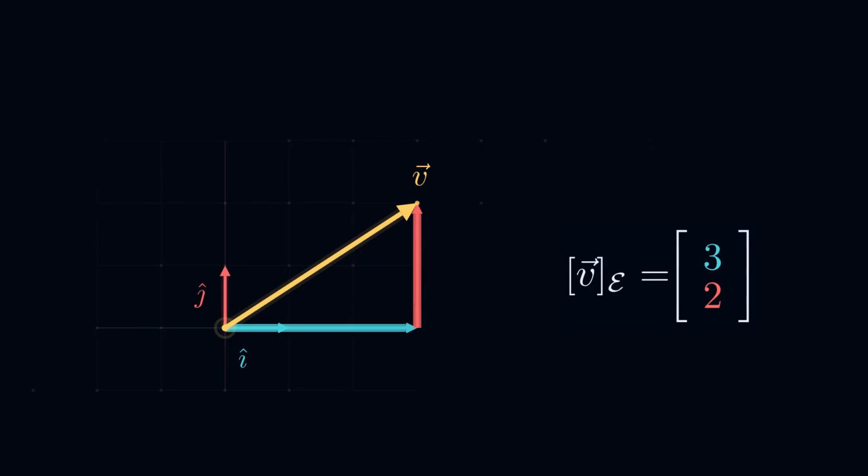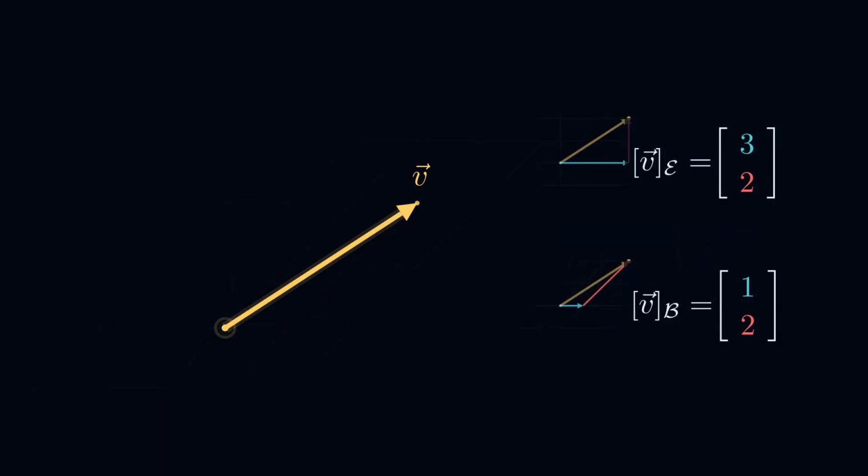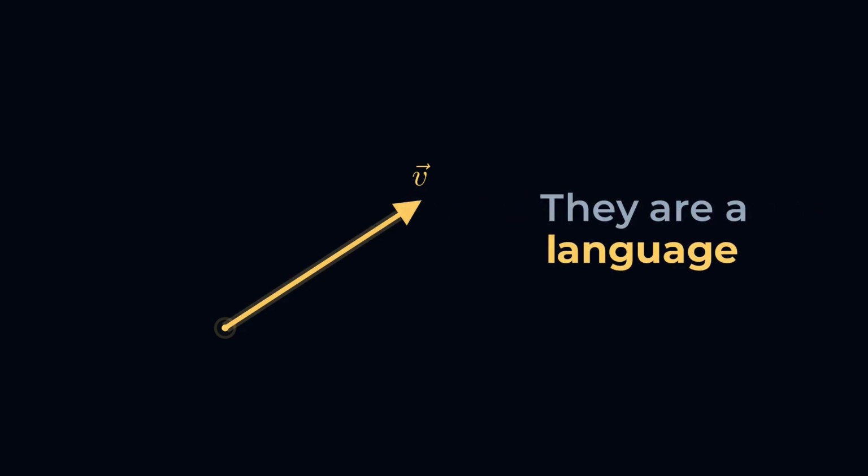3 over 2 was correct. 1 over 2 is also correct. Each column is a different recipe for the same vector, written using different measuring directions. The vector itself has not changed. Coordinates are not reality. They are the language we choose to describe it.